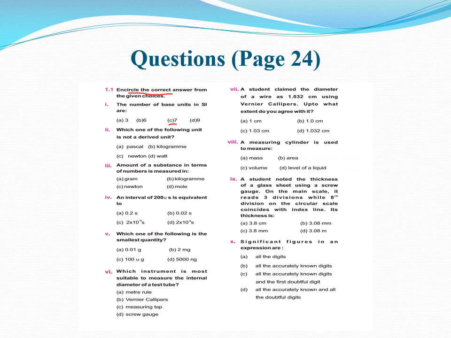Number 2, which one of the following units is not a derived unit? What is the answer? Kilogram, because Pascal, Newton and watt are derived units. So the correct answer is B. Question number 3. Amount of a substance in terms of a number is measured in D. Mole.